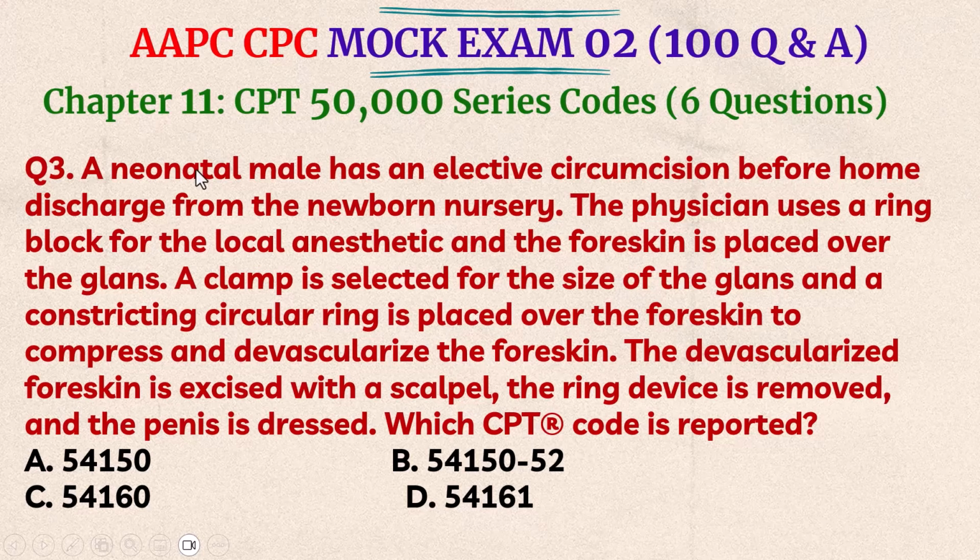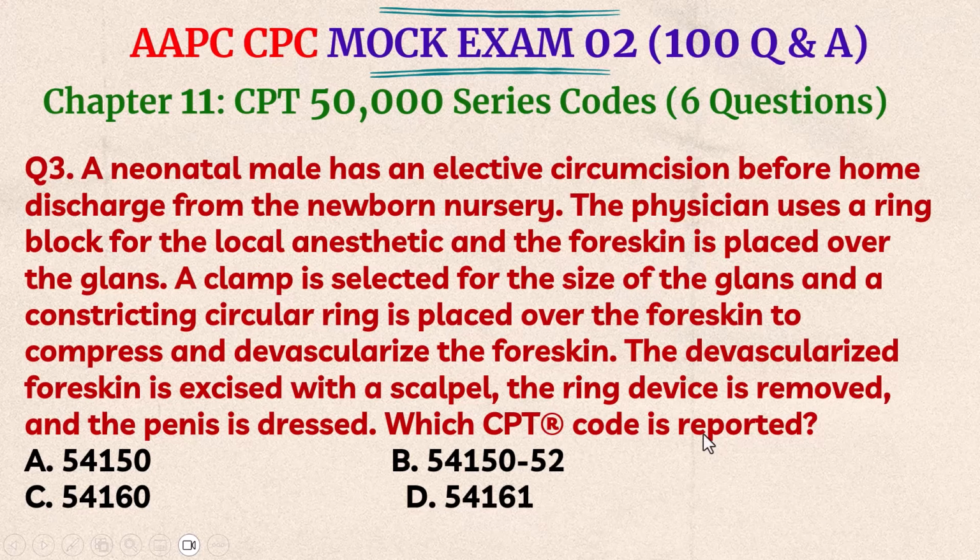Question number 3. A neonatal male has an elective circumcision before home discharge from the newborn nursery. The physician uses a ring block for the local anesthetic and the foreskin is placed over the glans. A clamp is selected for the size of the glans and a constricting circular ring is placed over the foreskin to compress and devascularize the foreskin. The devascularized foreskin is excised with the scalpel, the ring device is removed and the penis is dressed.